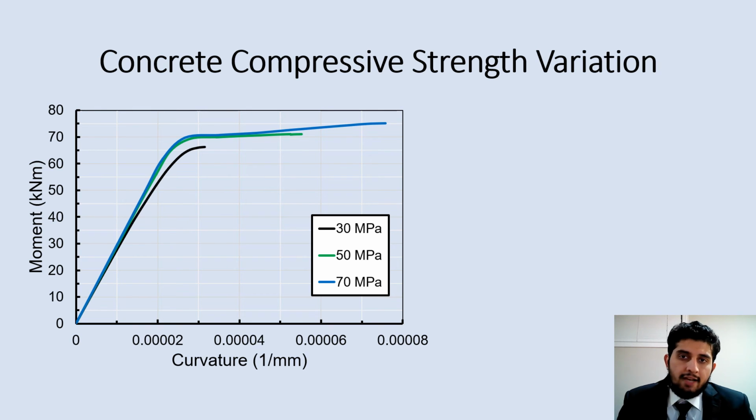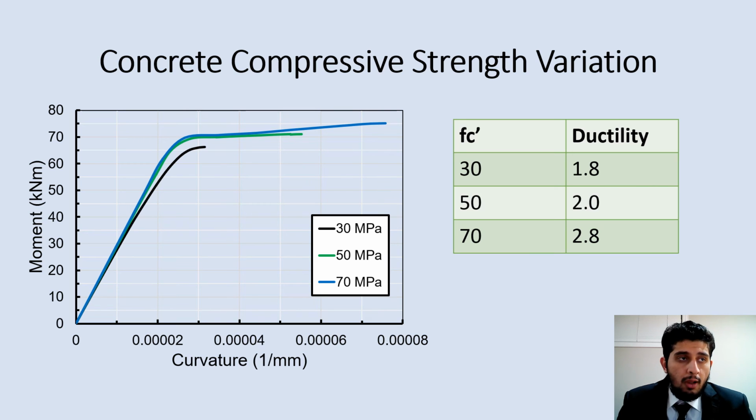We also changed the f'c values. In the curve on the left, you can see that the ultimate curvatures increase with an increase in f'c, but the yielding curvatures almost stay the same. So for an f'c of 30, we get a ductility of 1.8, and for 70, we get a ductility of 2.8. The relationship here is that once f'c increases, the neutral axis depth decreases, and curvature ductility increases. So there's an inverse relation between curvature ductility and neutral axis depth.